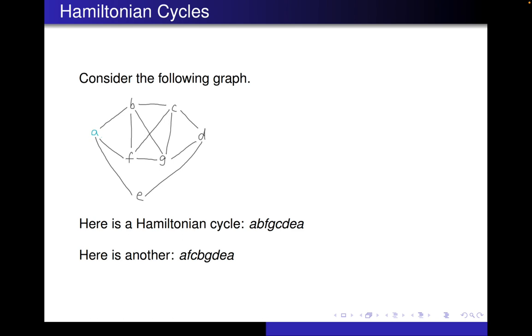So this time we start at A, but instead of going up to B, you go down to F, then up over to C, back to B, down to G, over to D, then to E, and then back to A. So two examples of Hamiltonian cycles on the same graph.